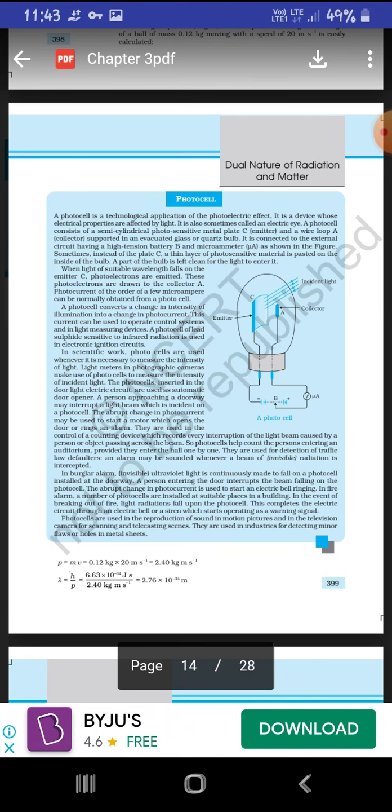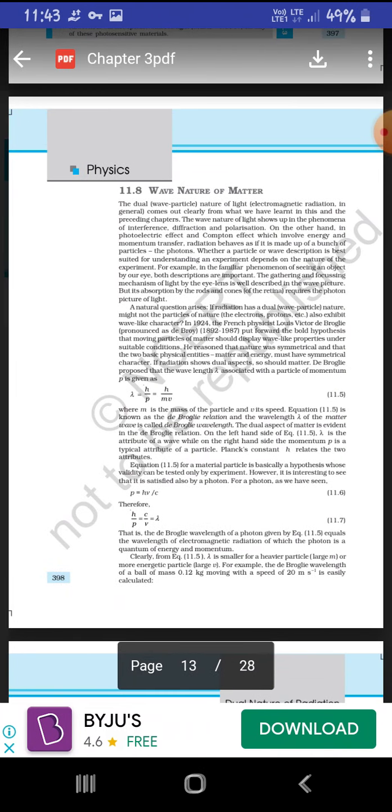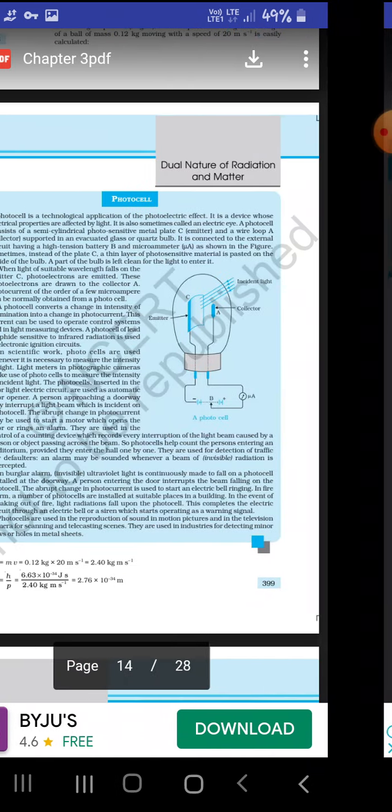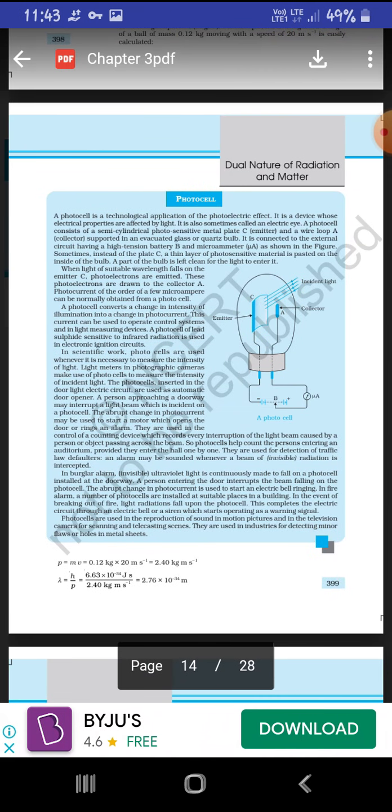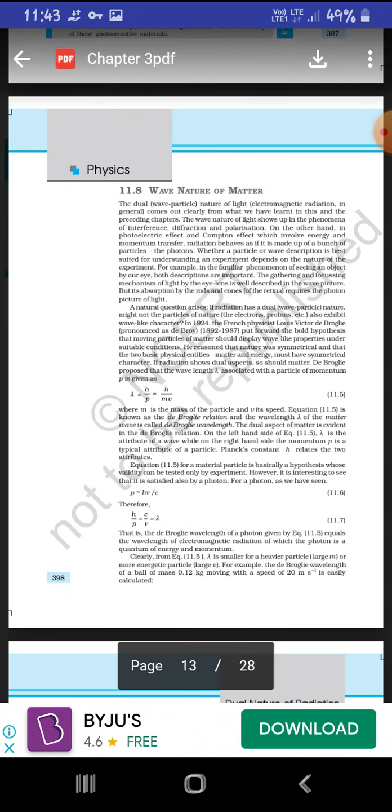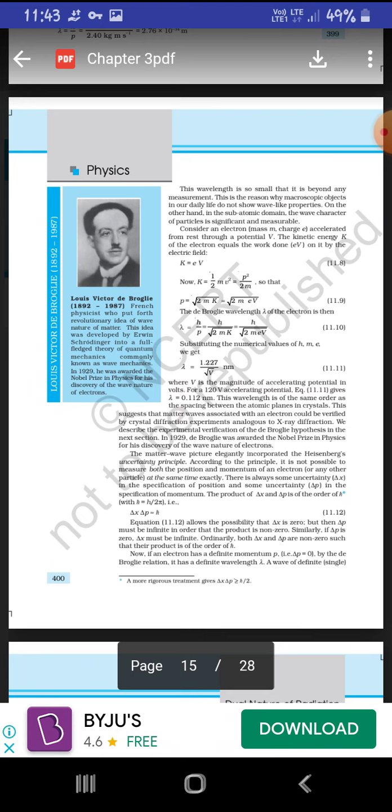So this is the h formula. Here we have taken the h formula, and we calculated this divided by 2.40 kg. Therefore lambda is equal to h by 2.40. So the answer we get is 2.76, the moving speed, the wavelength we found. Next, lambda is equal to 1.227 by root V nm.